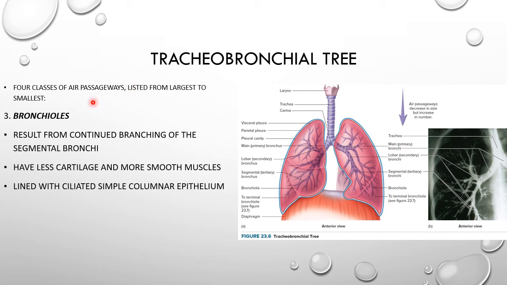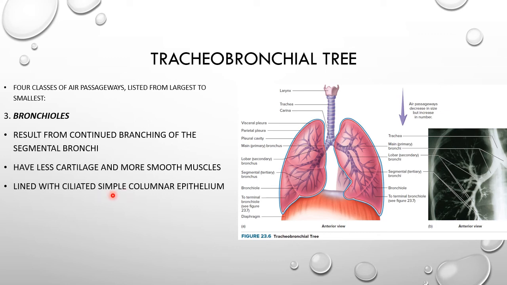Okay? And next are the bronchioles. Your bronchioles result from continued branching of your segmental bronchi, with less cartilage, more smooth muscle, and still, ito pa rin yung kanilang lining epithelium. So, may hair pa dyan sa bronchiole mo, ciliated, simple columnar. If you remember, ang previously, natin is pseudostratified, no?